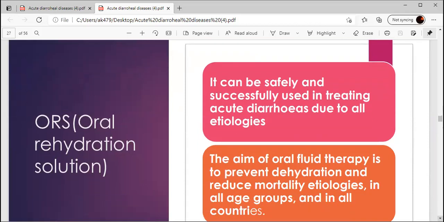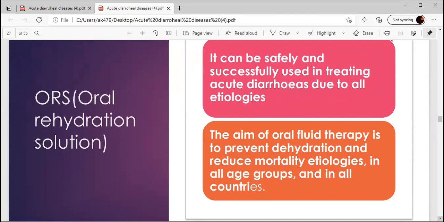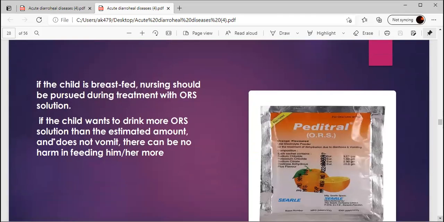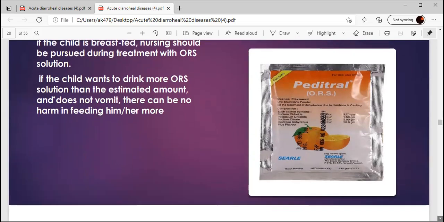ORS, oral rehydration solution. It can be safely and successfully used in treating acute diarrhea due to all etiologies. The aim of oral fluid therapy is to prevent dehydration and reduce mortality in all age groups and in all countries. If the child is breastfed, nursing should be pursued during treatment with ORS solution. If the child wants to drink more ORS solution than the estimated amount and doesn't vomit, there can be no harm in feeding him or her more.